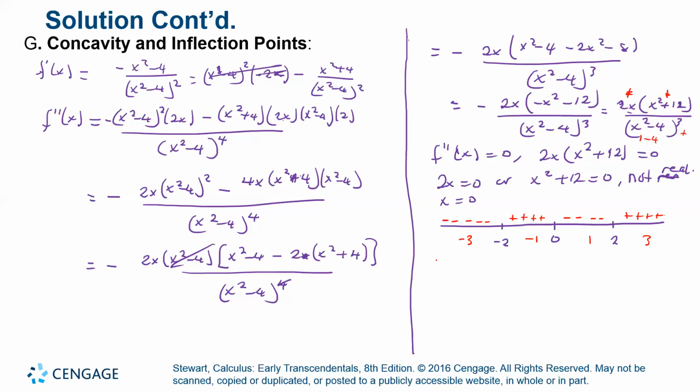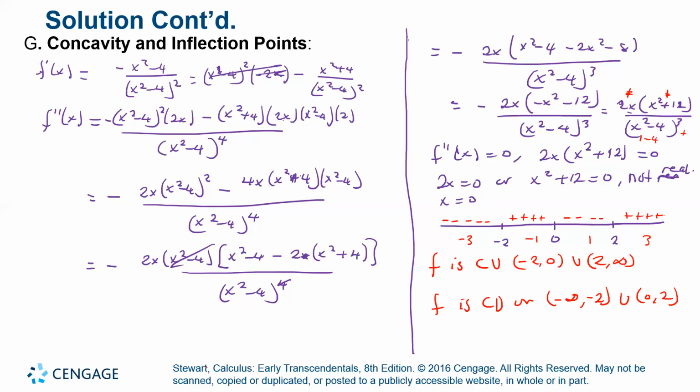And so we can say that f is concave up on which interval? From -2 to 0, and 2 to positive infinity. And then f is concave down on which interval? From -infinity to -2, and then from 0 to 2.